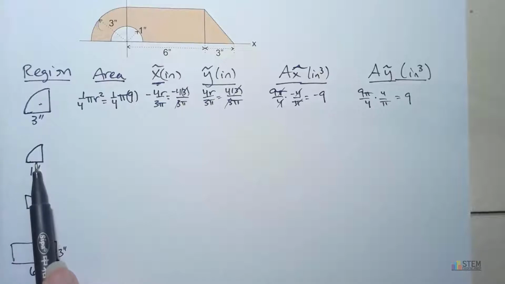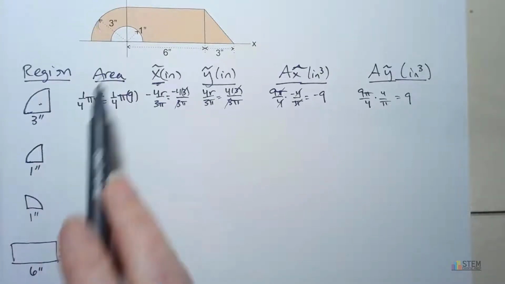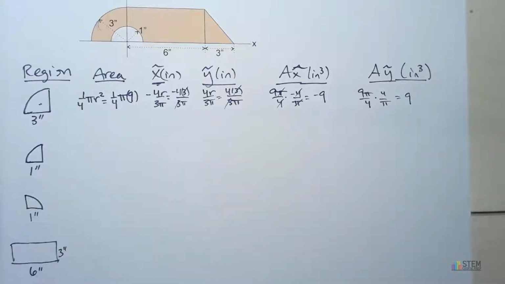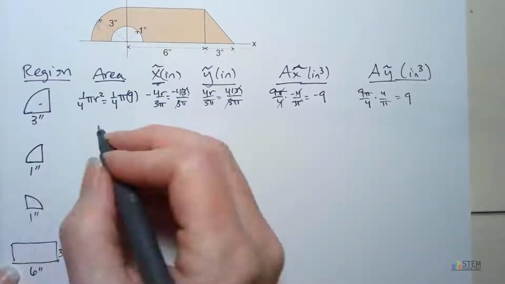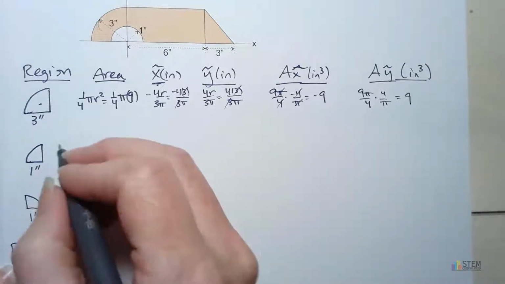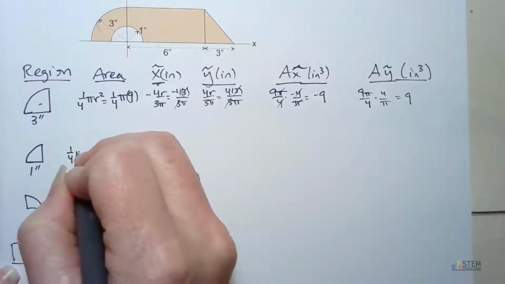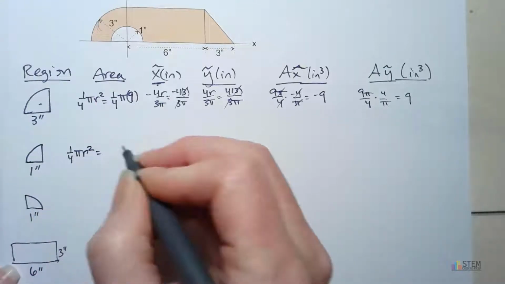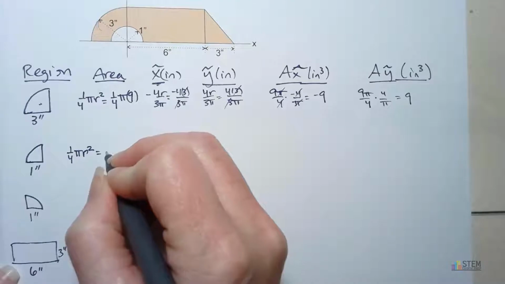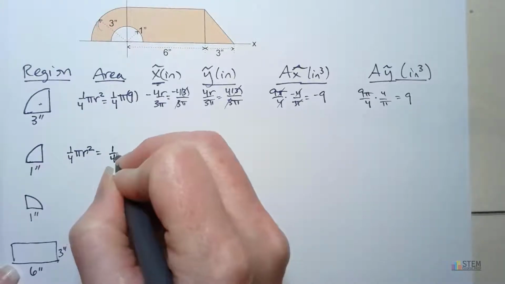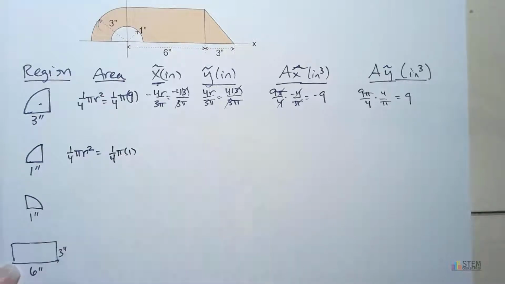Next, let's go to this quarter circle here. Now remember, this one is over to the left and it's cut out. Okay. Our area equation, again, is the same thing we had up here. We just have a different radius now. So we got 1/4 pi r squared. And leave a little space right here because I'm going to talk about this in just a second. We're going to have 1/4 pi times 1.